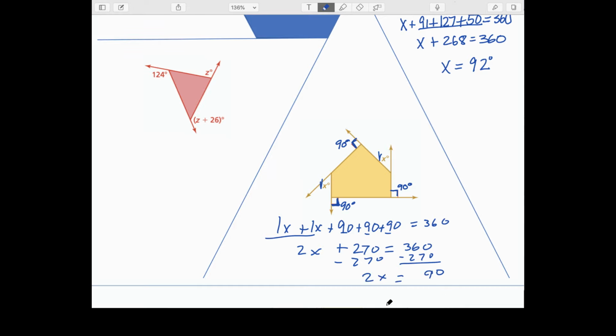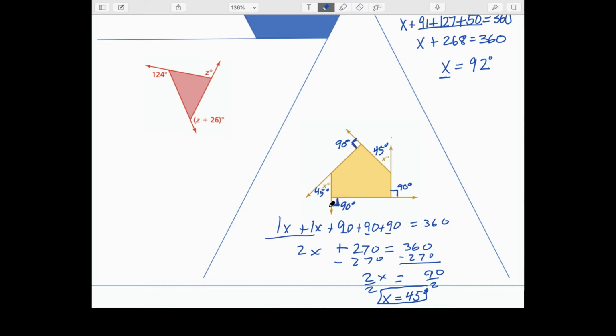If I divide that by 2, this is an added step from the one up here, where you already had the X. So divided by 2, X equals 45 degrees. And so we know that this X is 45 degrees, and that is 45 degrees. We're just using the solving equations from chapter 1.